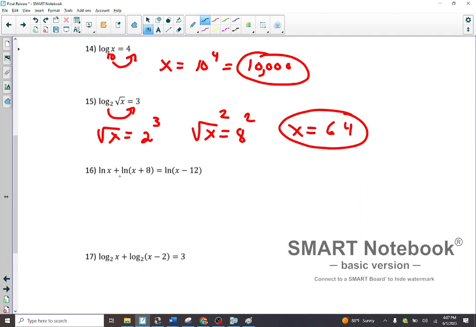Next one. Before you cancel out logs on both sides, you can only have one log on each side. Some people forgot this on the test. You actually have to combine like terms, or you have to condense. So ln is going to be x squared plus 8x equals ln x minus 12.